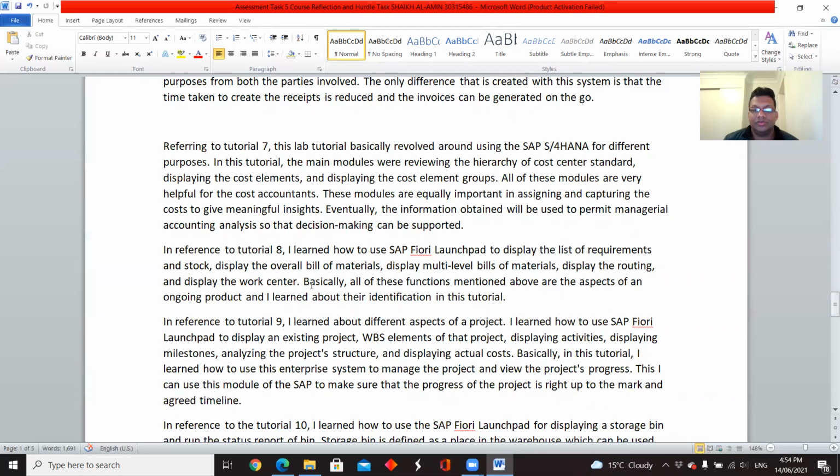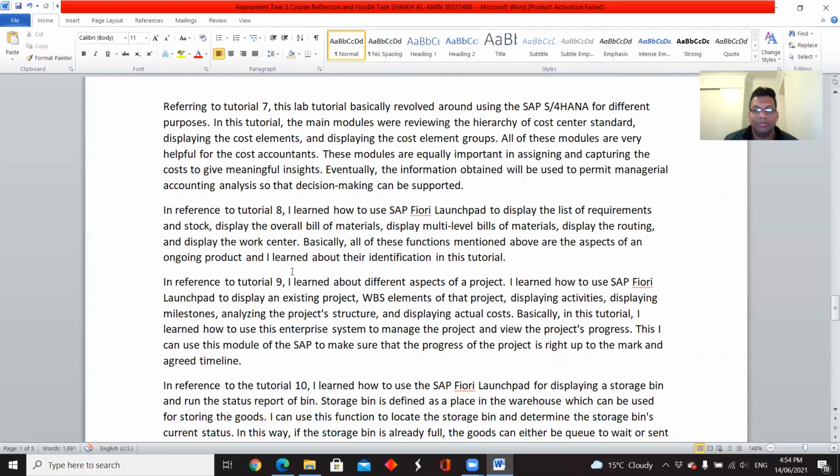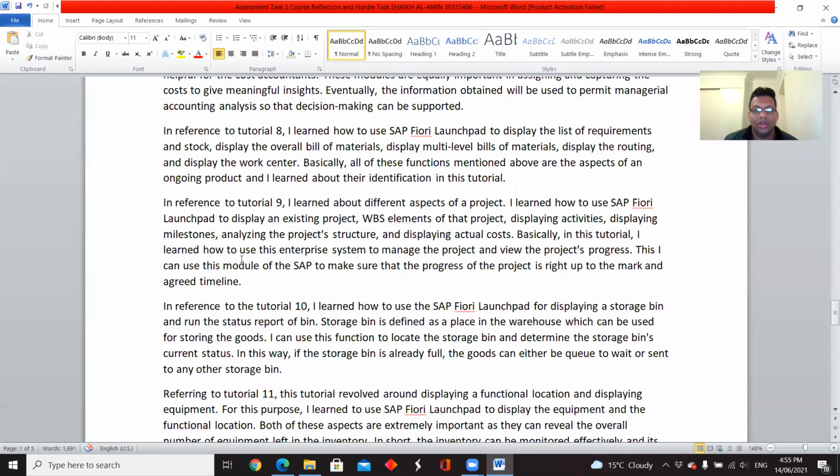SAP is also used for the Fiori Launchpad to display the list of requirements and stock, display the overall bill of material, display multi-level bills of material, display the routing, and display the work center. Basically, all of these functions mentioned above are aspects of an organization's production, and I learned about their identification in this tutorial. I also learned in tutorial 9 different aspects of the project.